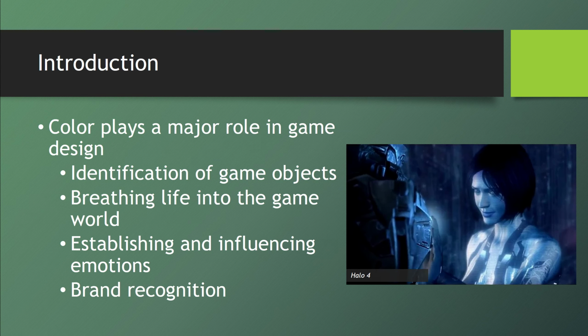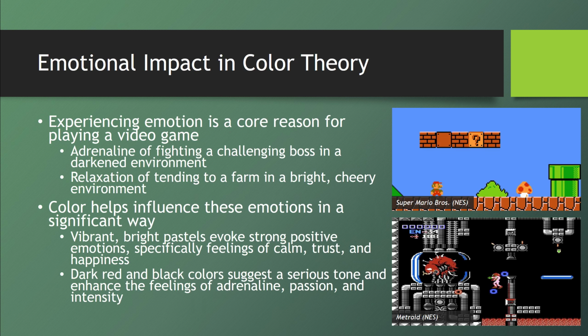573. Color plays a major role in game design and is used for identification of game objects, breathing life into the game world, establishing and influencing emotions, and brand recognition. People play video games to feel emotions, whether it's the adrenaline from fighting a difficult boss, or to unwind after a stressful day at work, or anything and everything in between. Colors support the emotions that the player feels, whether they realize it or not.